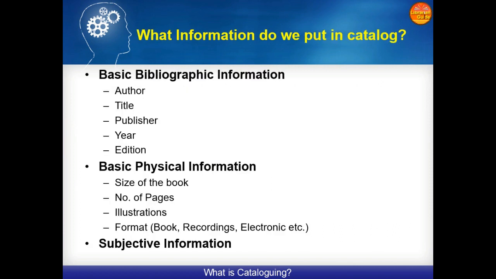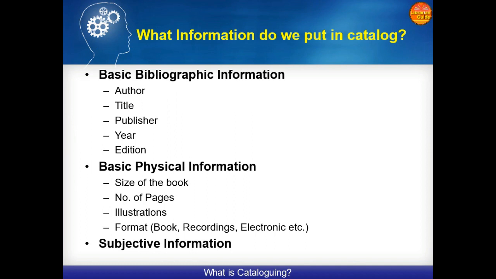Now let us understand in a detailed way what information we put in a catalog. Basically I have categorized it: we provide basic bibliographic information, then basic physical information, and then subject information. The basic bibliographic information is the author detail, then the title detail, then the publisher detail, year and edition. In basic physical information, we provide the size of the book, number of pages, illustrations, and format, whether it is a book or recording or electronic, etc.